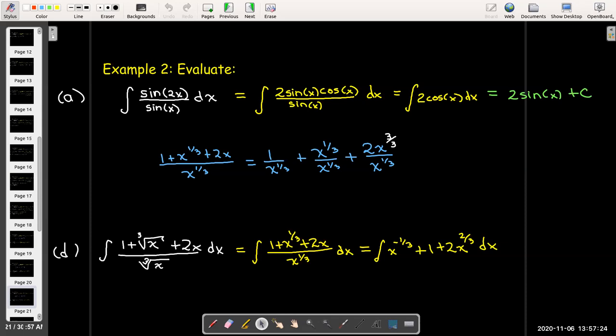So now I can just remember my rules of exponents. I'm dividing powers with the same base, so I can just subtract the exponents. And that's how I get my integrand, which is x raised to the power of negative 1/3 plus 1 plus 2x raised to the power of 2/3. And now I can just use the power rule for antiderivatives.